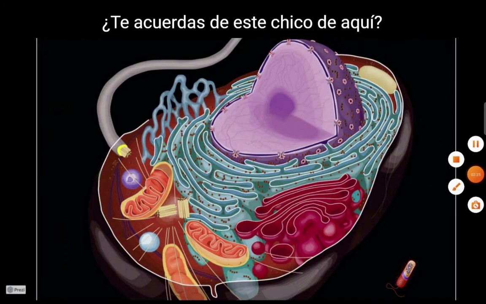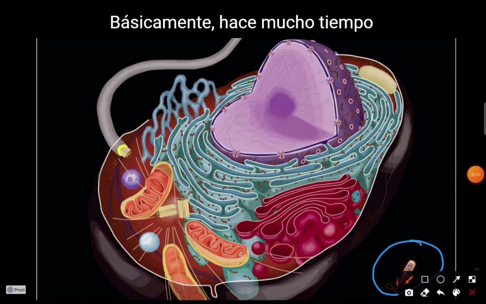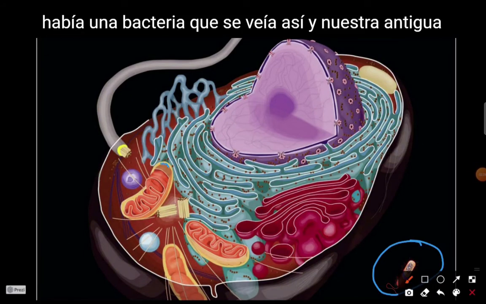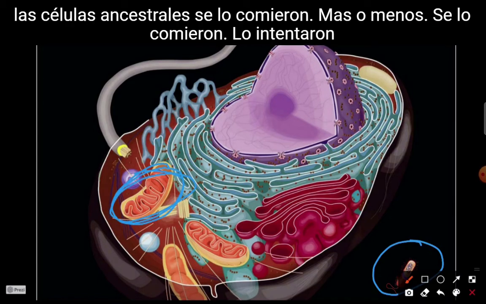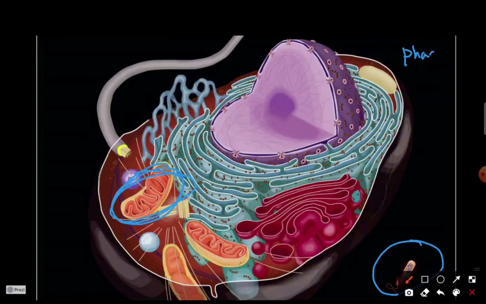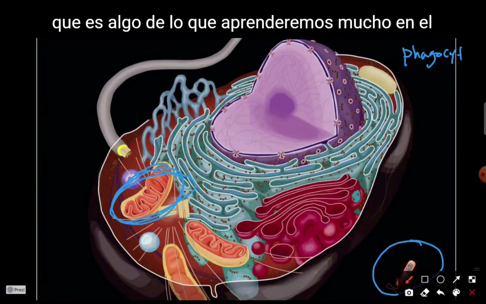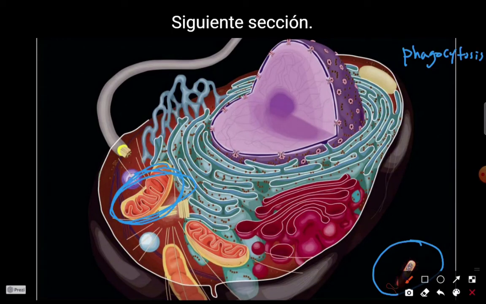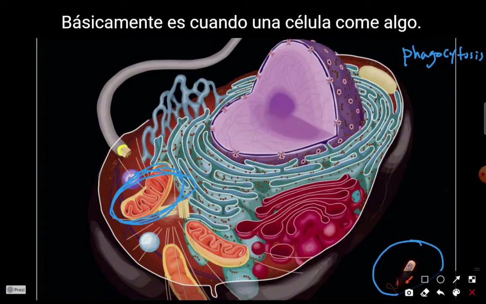So you remember this guy down here. Basically, a long time ago, there was a bacteria that looked like this. And our ancient ancestral cells ate it. Kind of. They kind of ate it. They tried to eat it. The process is called phagocytosis, which is something we'll learn about a lot in the next section. It's basically when a cell eats something.